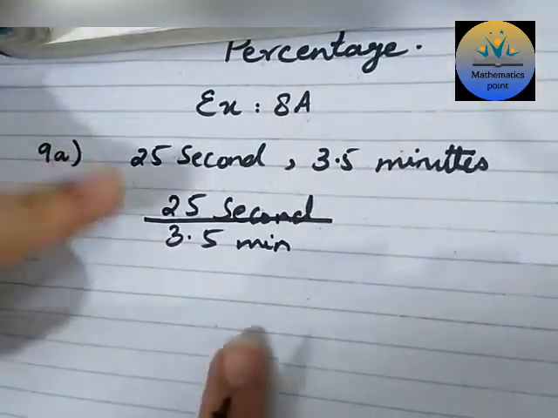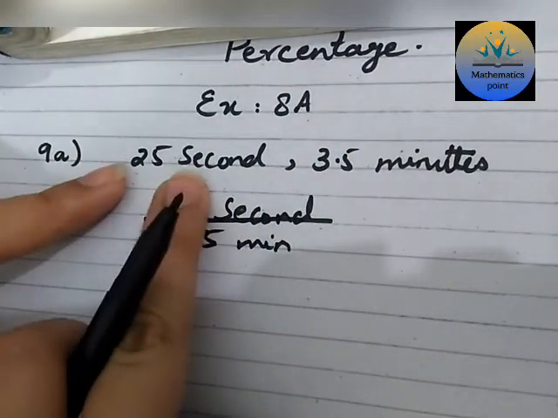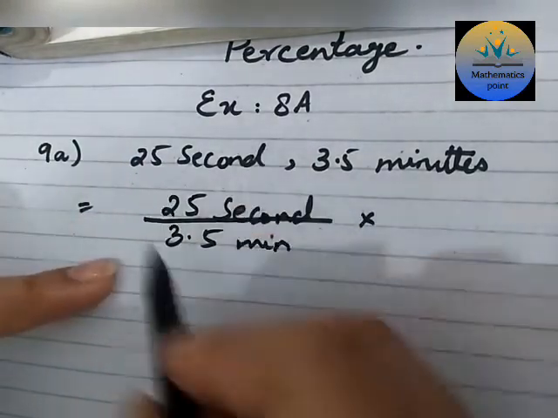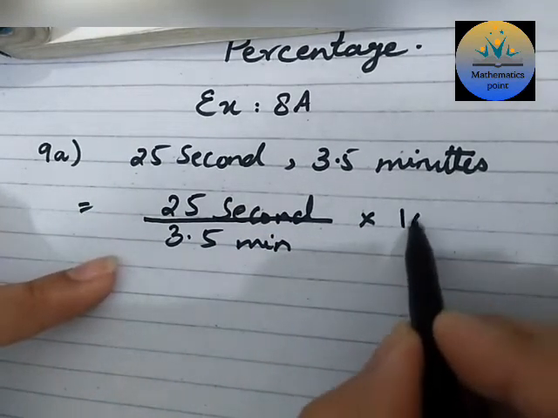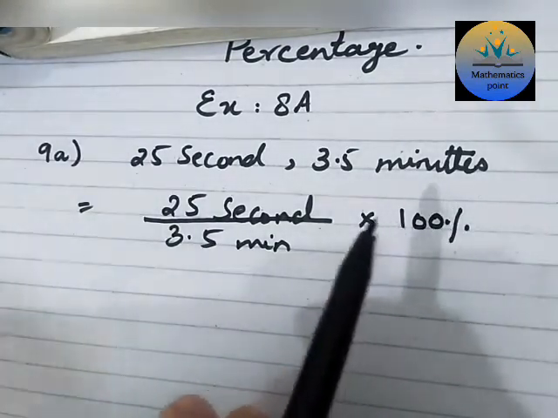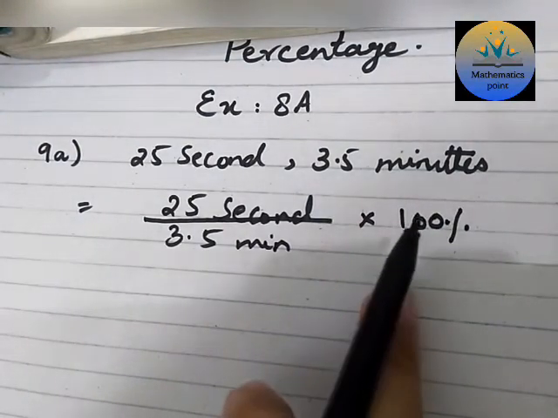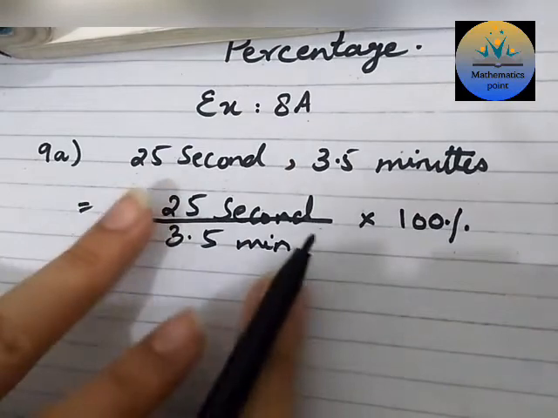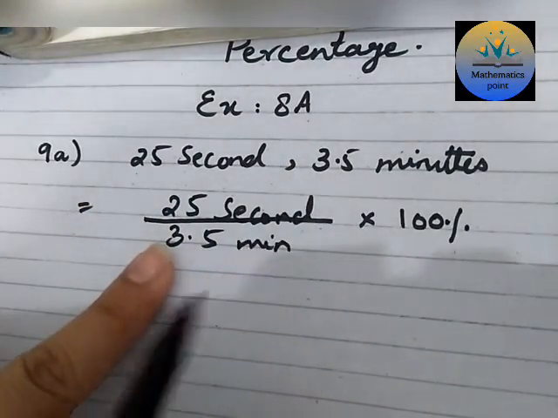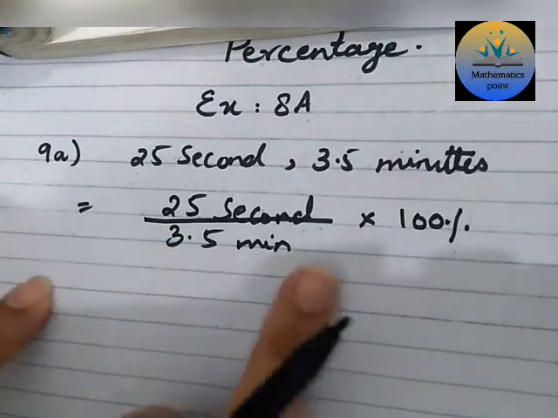As we want to represent the first as a percentage of the second, for percentage we always multiply that specific term by 100 percent. This is the very first rule if you saw the lecture of the first questions of this chapter. So now you have the clear concept: to convert anything into a percentage, we multiply that fraction or term by 100 percent. Now we simplify.